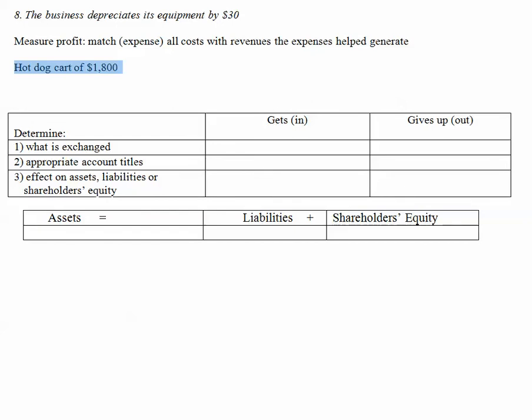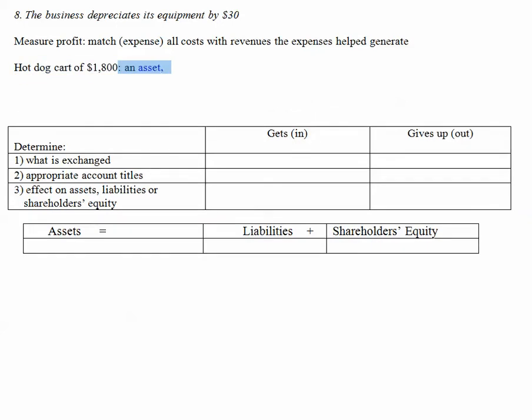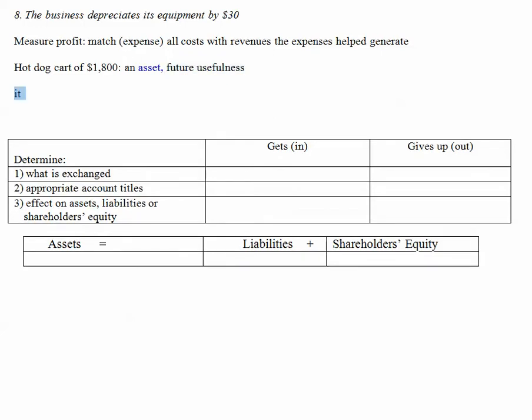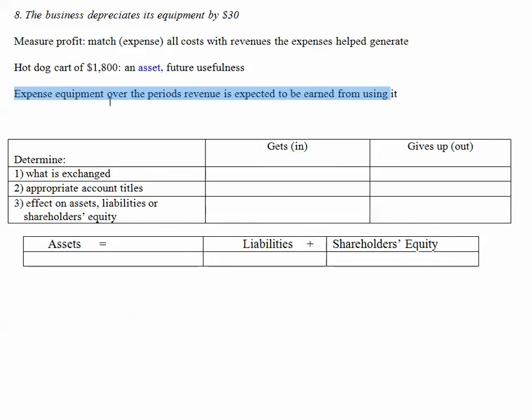So initially that equipment, the hot dog cart, was reported at $1,800, and we called it an asset because that hot dog cart had future usefulness, and at that point in time you could actually have gotten your money back. So it is an asset. But this asset, which has future usefulness, will be reduced as we use the asset. We're going to expense that hot dog cart as we use it. So we're going to expense it over the number of periods that that cart is going to be used to help us sell hot dogs and buns.